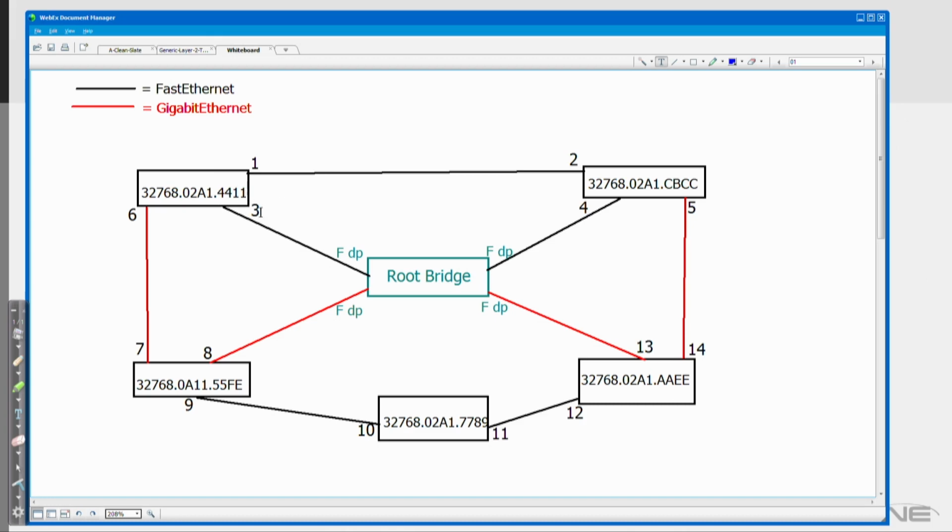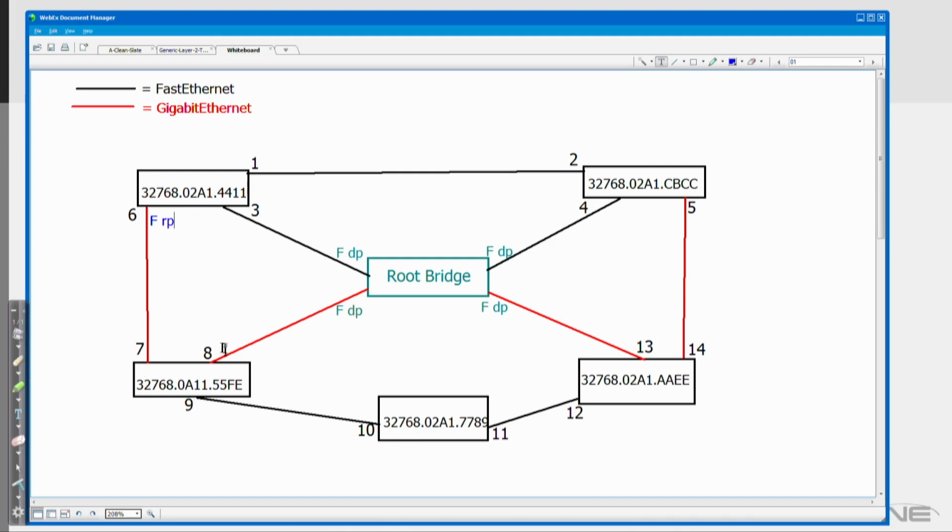So if he uses port number 3, that's going to be a cost of 19. If he uses port number 1, I know it's going to be greater than 19 because it's going to be 19 plus something else. But if he uses port 6, that's 4 plus 4, so it's a total cost of 8, 2 gigabit links. 4 plus 4 is 8. So he's going to select port 6 as his root port because that's the lowest cost port.